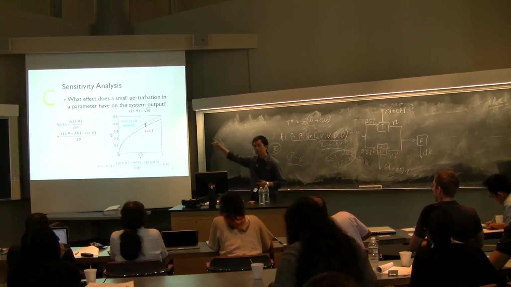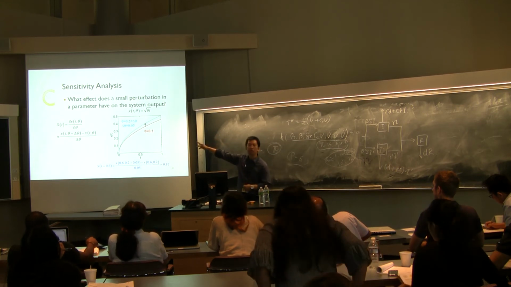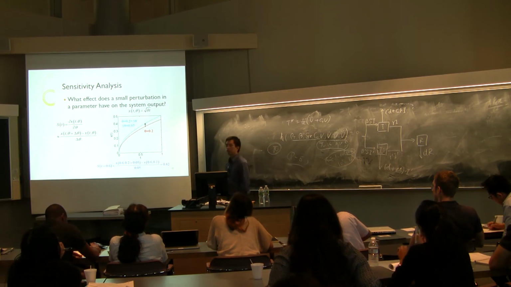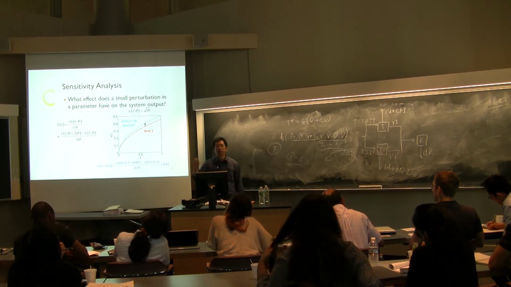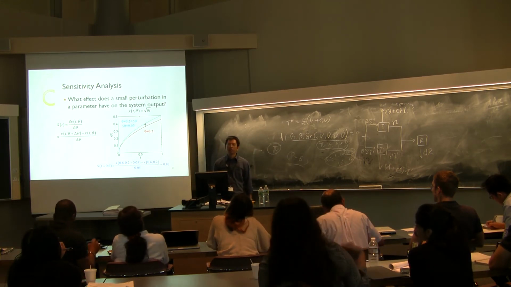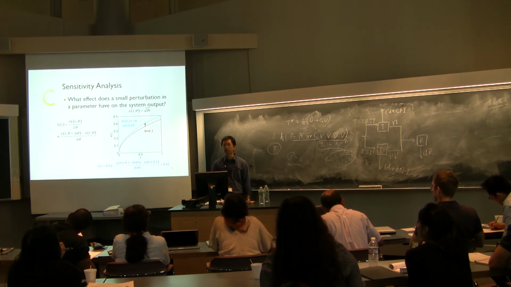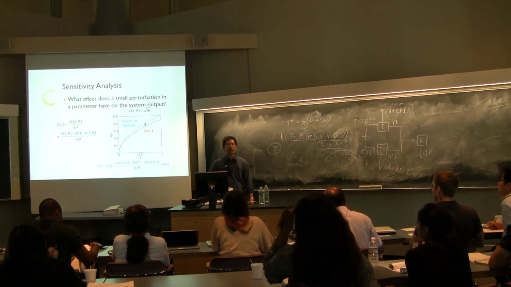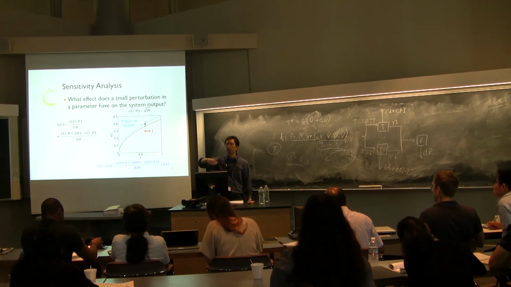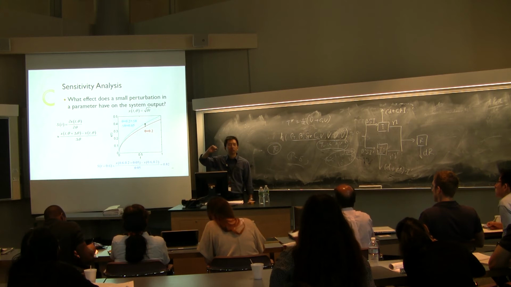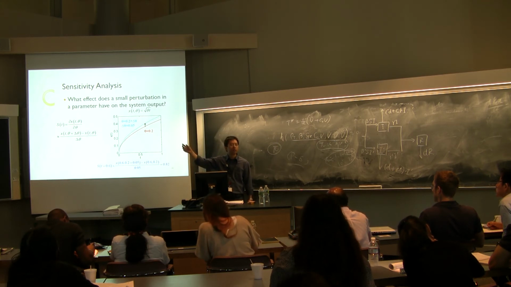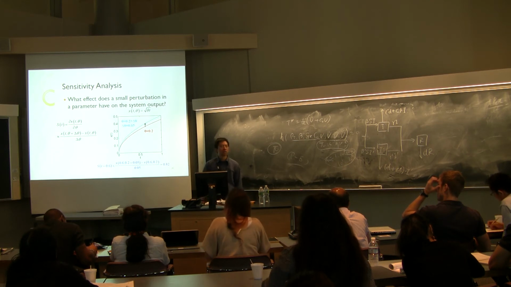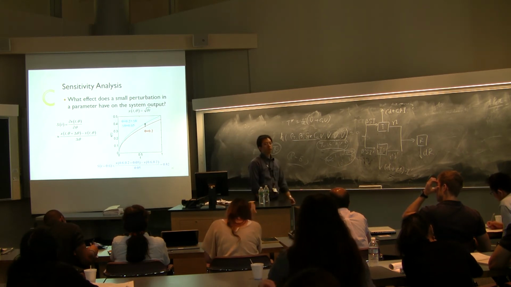So the output, the change in the output divided by the change in the parameter, that's called a sensitivity. If you change a parameter a little bit and the output changes a lot, which means the system is very sensitive to this parameter. On the other hand, if you change parameter values a lot, but the output is almost the same, which means the system is not sensitive to this parameter. Does that make sense? Okay.